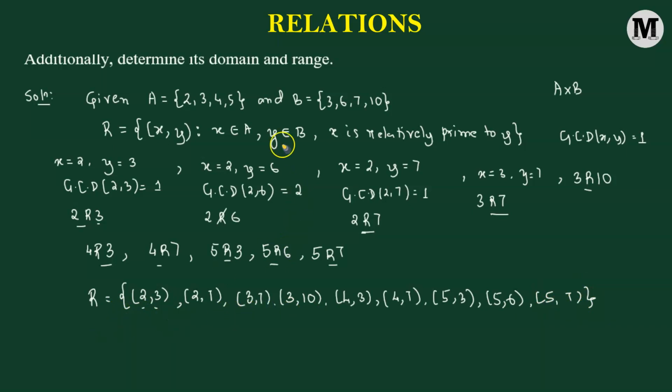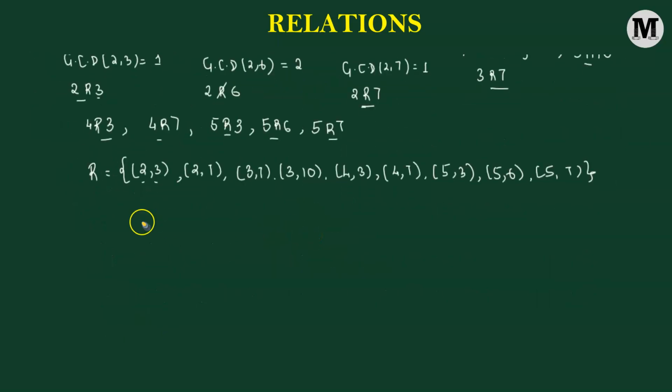Now that we have the relation R, we also need to find its domain and range. Okay, so let's first obtain the domain of the relation R. The domain of R is simply going to be the first element of each of the ordered pairs. So here we have the element 2. Element 2 is repeating, and we don't have to repeat that while writing the set. Then we have 3. Next we have 4, and then we have 5. So 2, 3, 4, and 5 are going to be the domain of the relation R.